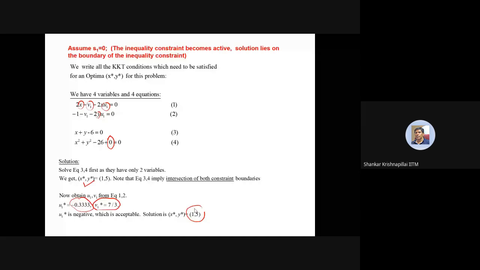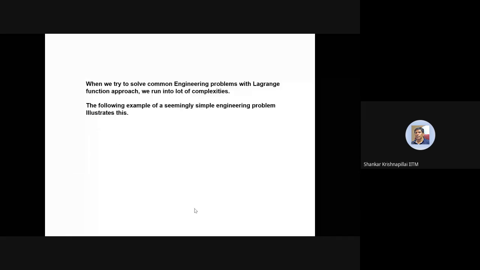Okay, next we try to solve one simple engineering problem with this Lagrange function approach, and we run into a lot of complexity. So this example is just for illustration. Nobody will do this in practice. For engineering problems, people will only use the algorithm. This hand method like Lagrange multiplier will be extremely complex. So the following example of a seemingly simple engineering problem illustrates this.